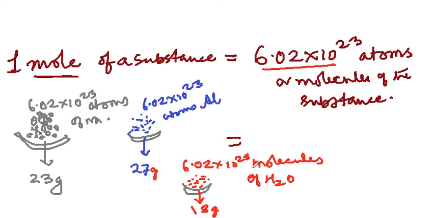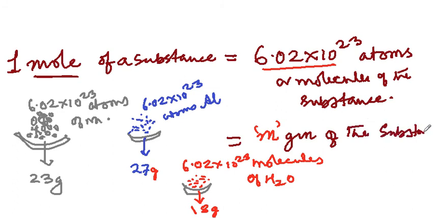The weight that we are getting is considered as the molecular mass, represented by M. So M gram of the substance is the molecular mass of the substance. Depending on the substance that you are taking, accordingly we will get the value of M. Here, in sodium the value of M is 23, in the case of aluminium the value of M is 27, and in the case of water the value of M is 18.